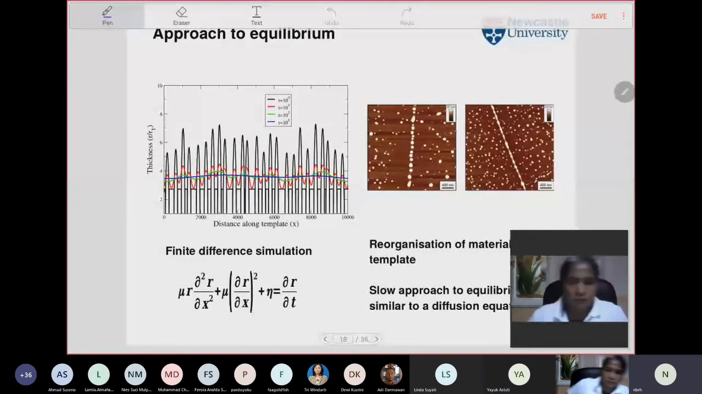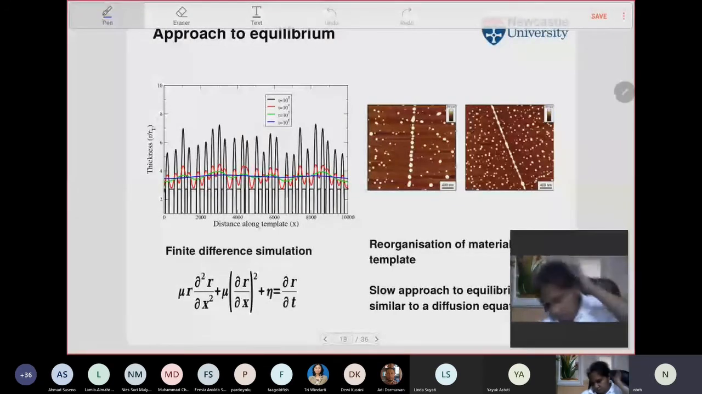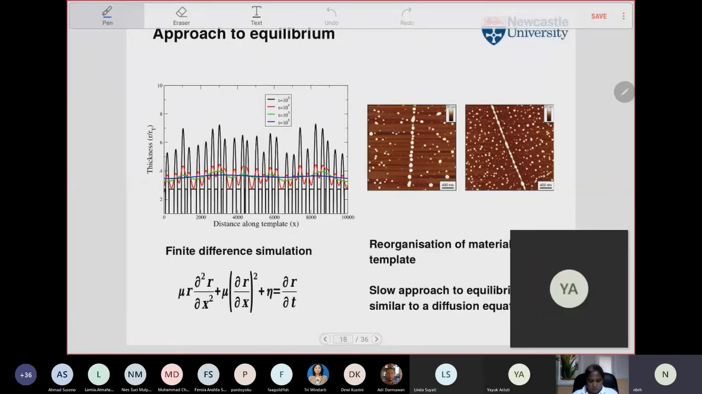This now shows the simulation. So the black curve corresponds to a series of spherical particles at the start, and then we simply apply this evolution equation, and what we find is it predicts something very much like what we see in the atomic force microscope images. We go from the black curve gradually to the red and to the green and then to the blue at longer and longer times.